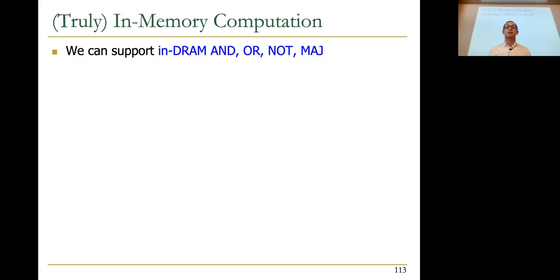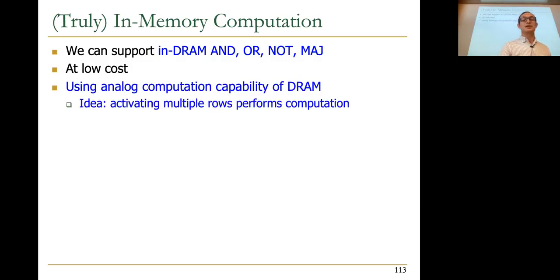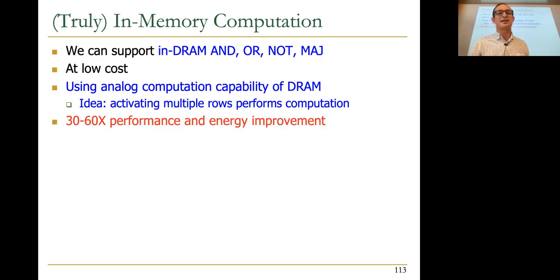Similarly, we can support in-DRAM AND, OR, NOT and majority functions. I'm going to show you an example of this at low cost using the analog computation capability of DRAM. Activating multiple rows essentially performs computation. And in our prototype, we can actually show that in some DRAM chips, even though existing DRAM chips cannot do this, what I'm going to show you, triple row activation. Some DRAM chips are able to do it by violating the timing parameters so that you can get it to do a triple row activation. And we see AND and OR functions, as I will discuss in a little bit.